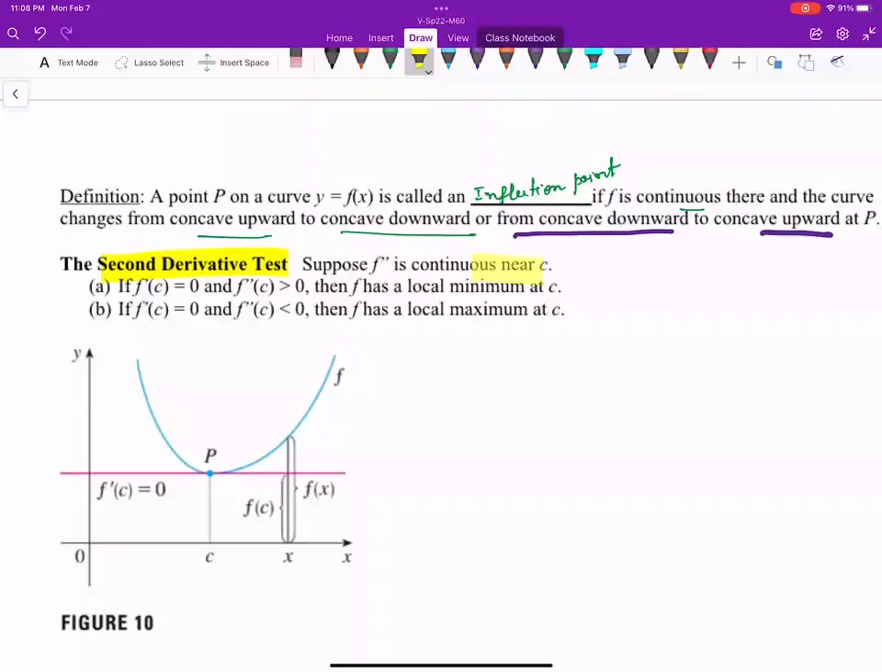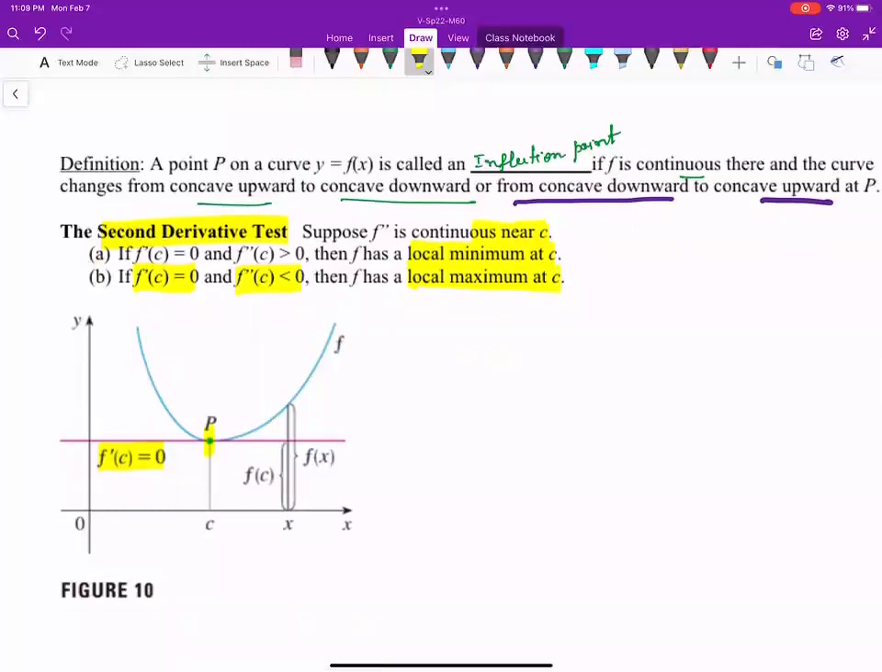Suppose f double prime is continuous near c. So look at this picture here, figure 10. If f prime of c is equal to 0, and f double prime of c is more than 0, at that point c, if the second derivative is positive, then the graph is concave upward. If it is concave upward, then there will be a valley, which is a local minimum. There is a local minimum at c. If the first derivative is 0 and the second derivative is negative at a point c, then f has a local maximum at c. This is the second derivative test.